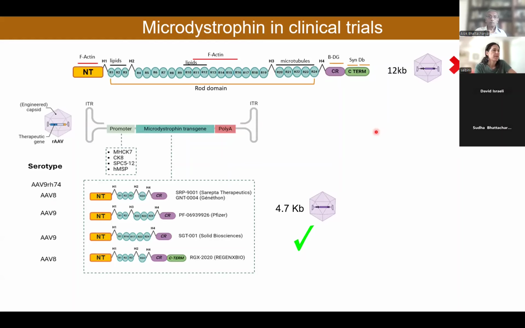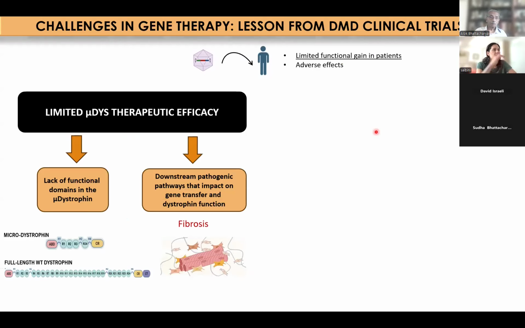It has been shown in animal models that those short forms are still functional, and indeed in the clinics they have been shown to ameliorate the patient phenotype. However, the therapeutic efficacy is still partial. And one of the different challenges that we learned about from clinical trials is that we can have different explanations for the limited efficacy.